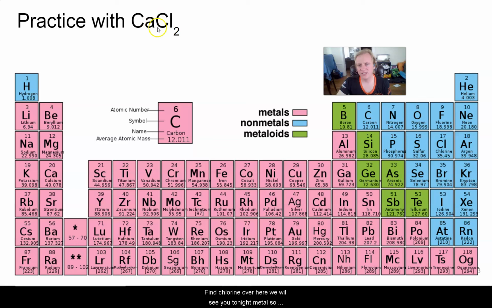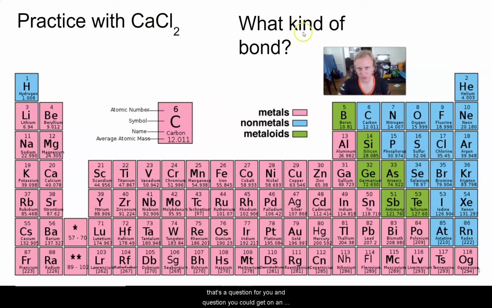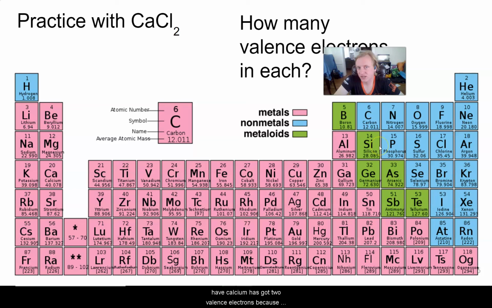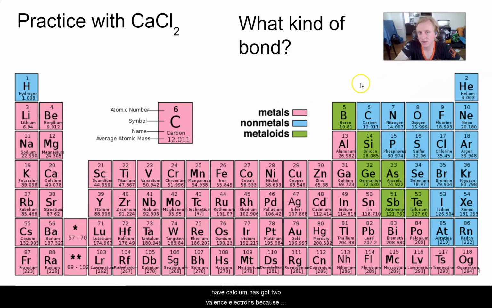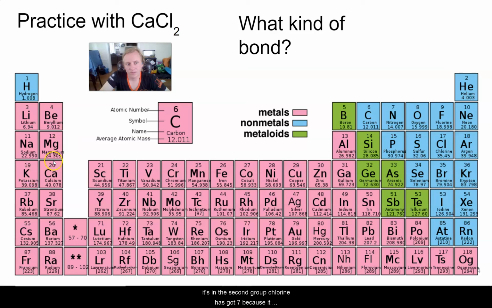So let's look at CaCl2. So what kind of bond is CaCl2 going to be? Well, if we find calcium over here, we will see that it is a metal. If we find chlorine over here, we will see it's a nonmetal. So a question you could get on an exam is, what kind of bond is CaCl2? Well, it's ionic, right? It's a metal, calcium, and a nonmetal, chlorine. And I said carbonate, I meant calcium chloride, sorry. So now we know it's going to be ionic.